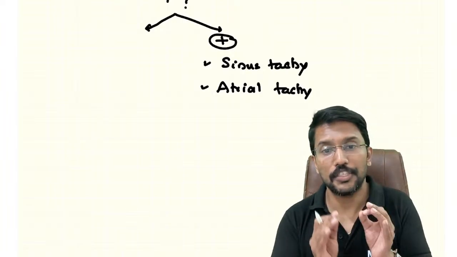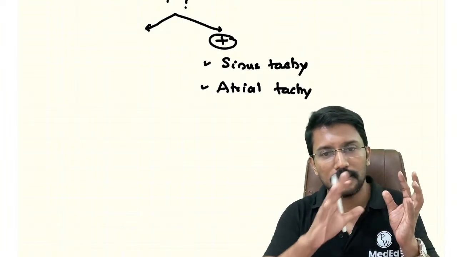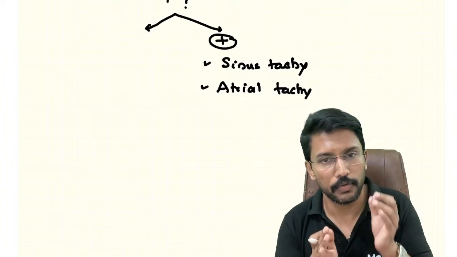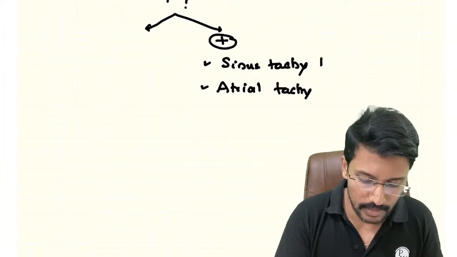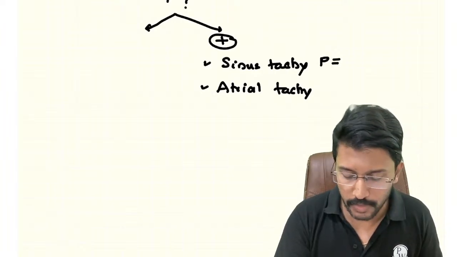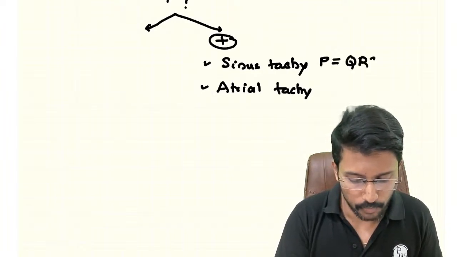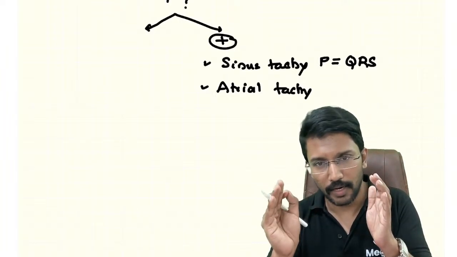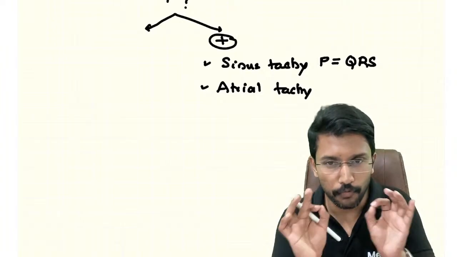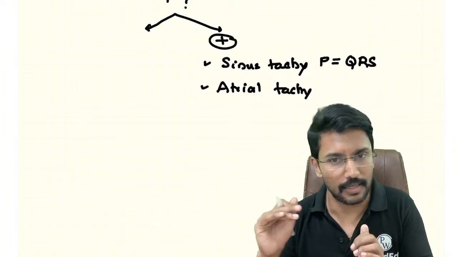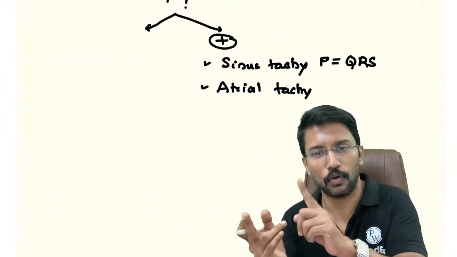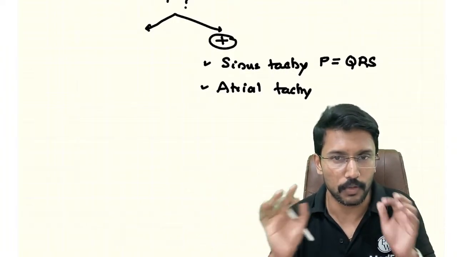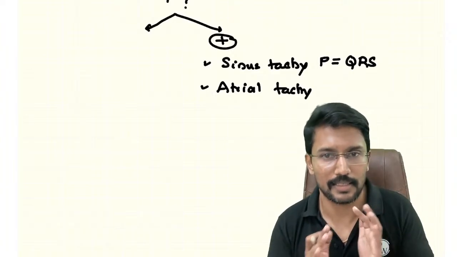If SA node is in charge of the rhythm, then the atria is getting depolarized by the wave started by SA node, and the ventricle is also getting depolarized by the wave. So in any given ECG, the number of P waves will be equal to the number of QRS complexes, right? Every P will be followed by a QRS. Behind every QRS there will be a P wave. So if you find an ECG where heart rate is more than 100, that is tachycardia, and P is followed by QRS, followed by P, followed by QRS, this relationship is maintained, number of P waves is equal to number of QRS complexes, then it is sinus tachycardia.